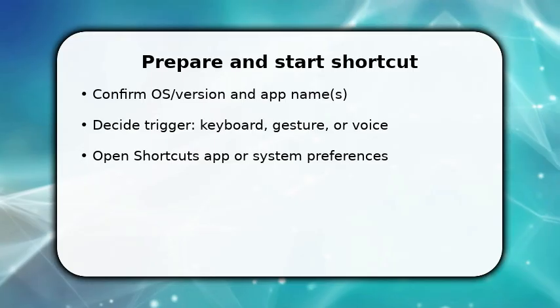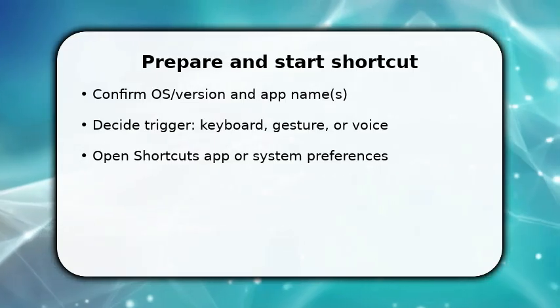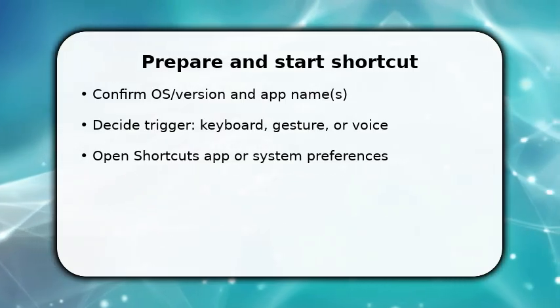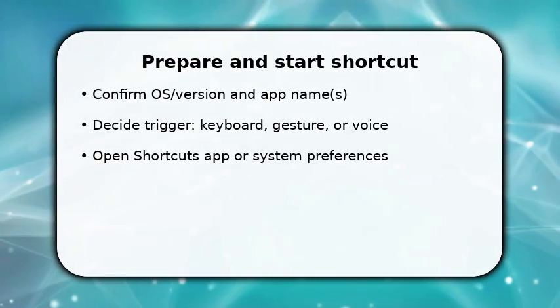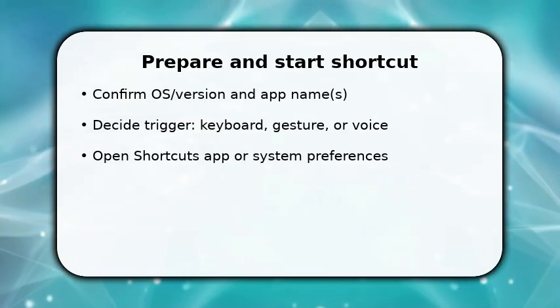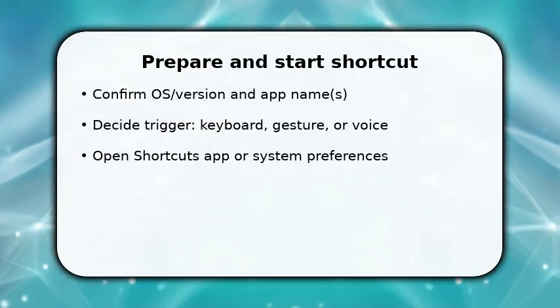Now open the Shortcuts app or the system keyboard preferences to create a new shortcut. Make sure to grant any permission prompts so the shortcut can launch apps. You're setting constraints now so the rest of the flow stays predictable and fast.